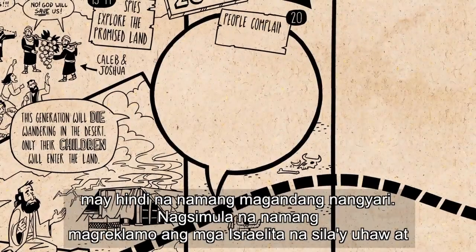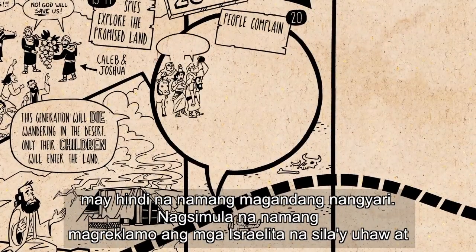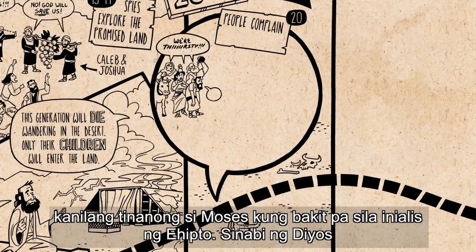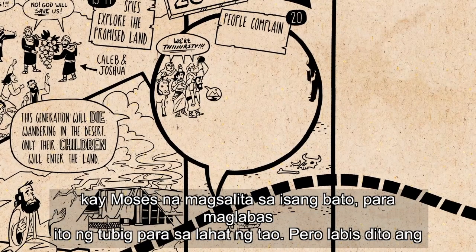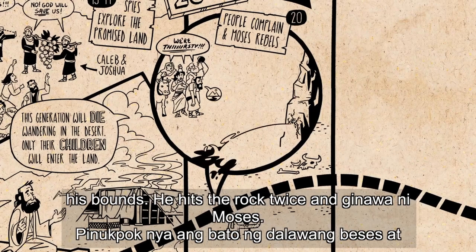The Israelites start complaining again about their thirst, and they ask why Moses even brought them out of Egypt in the first place. So God tells Moses to speak to a rock to bring out water for all of the people. But Moses doesn't really do this.